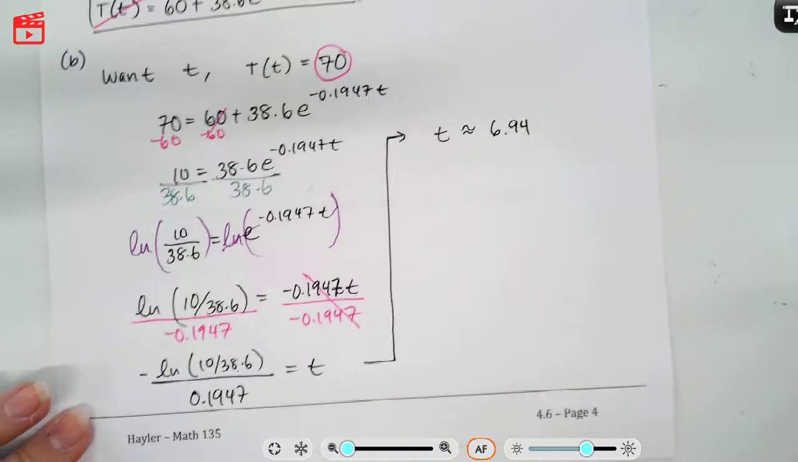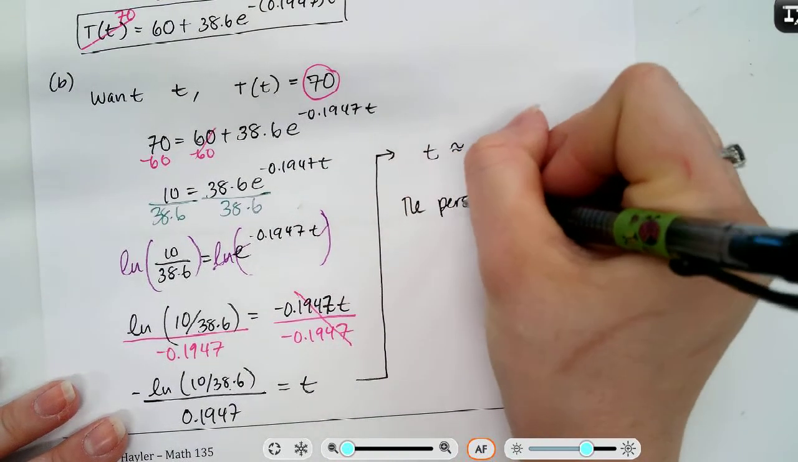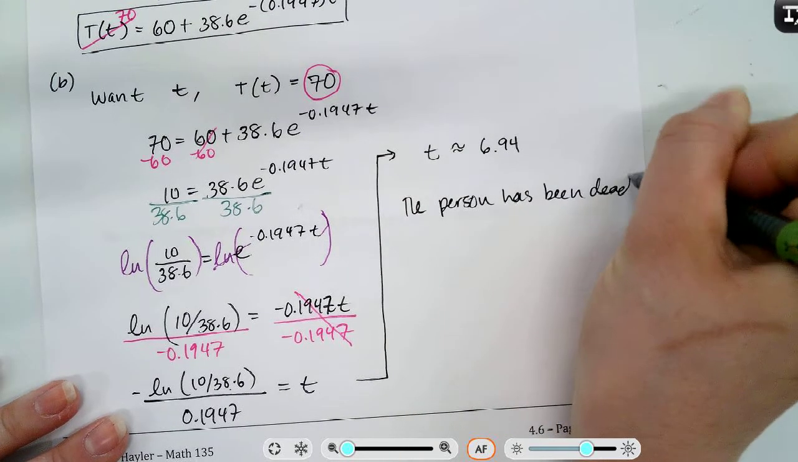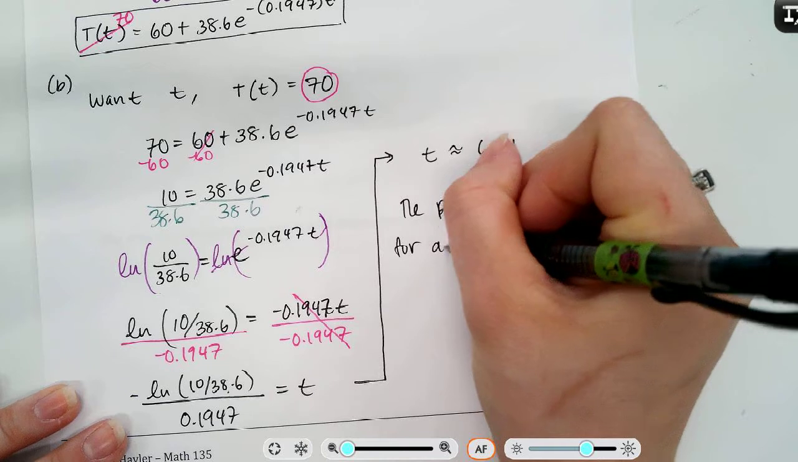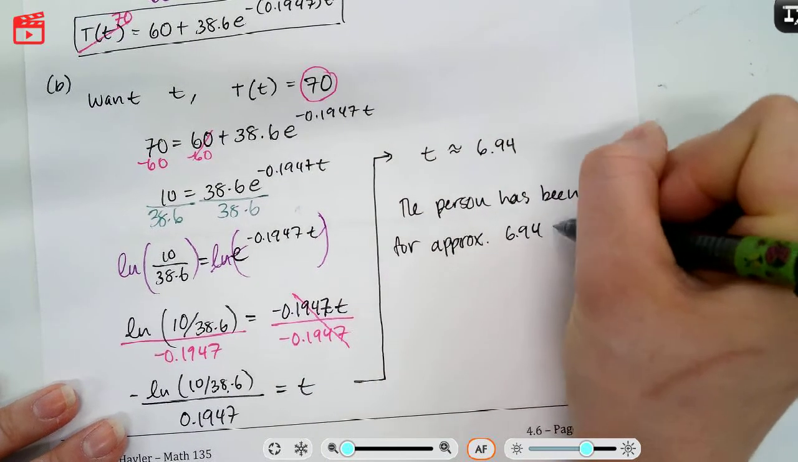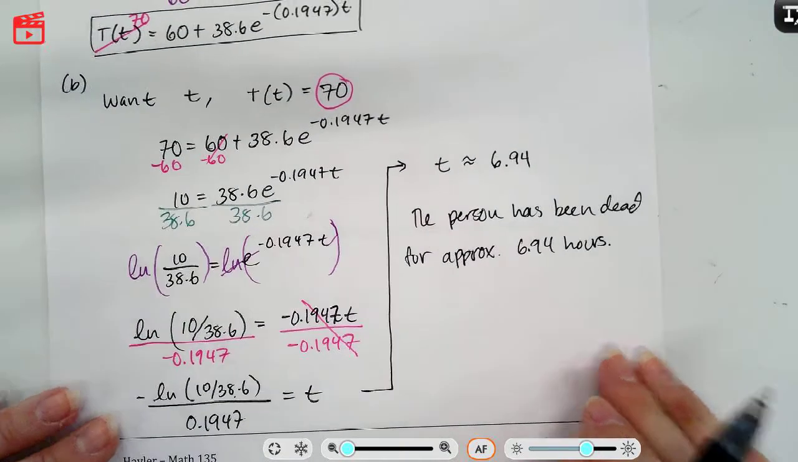What is my answer? So the person has been dead for approximately 6.94 hours. All right, so this is a pretty neat problem.